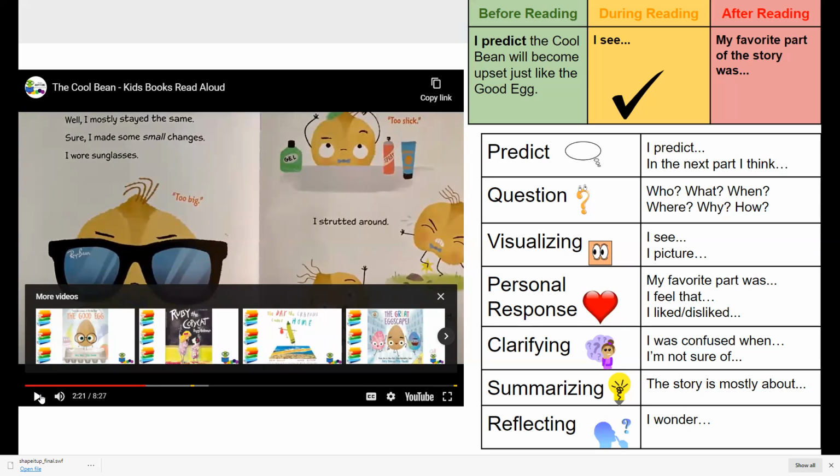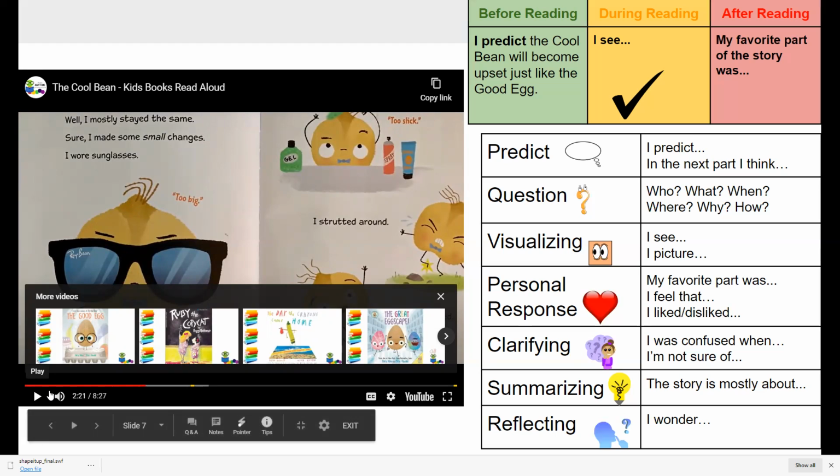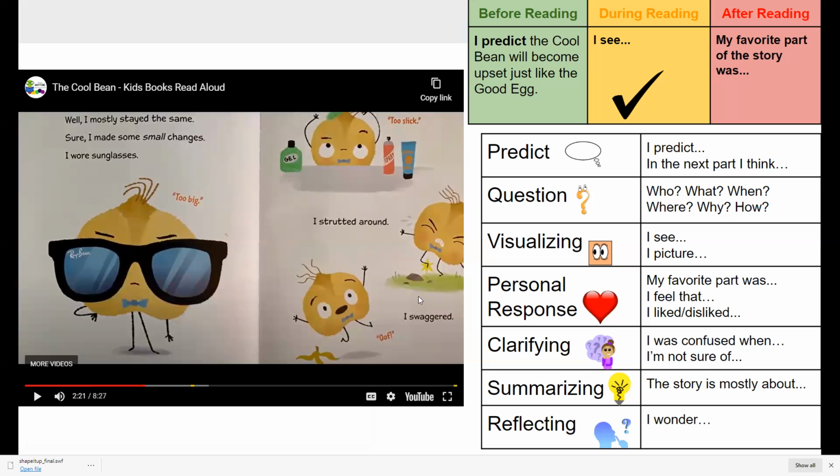I want you to take a moment and think to yourself, what do you see is going on in this story with the cool bean and the other characters?